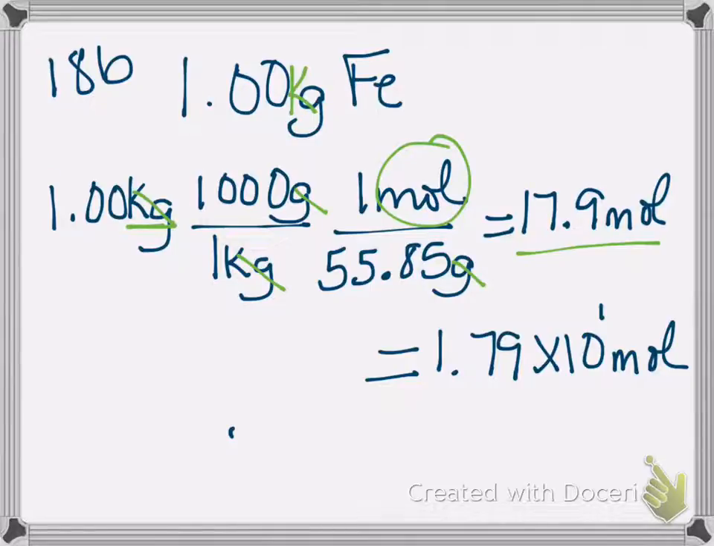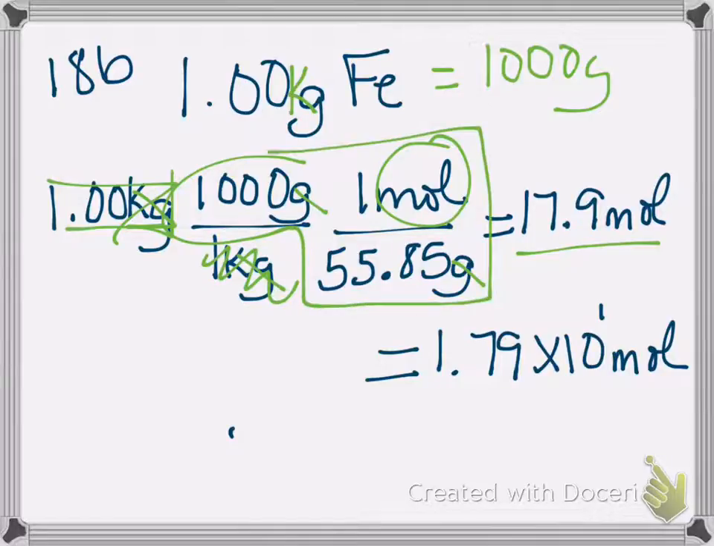You can change that to scientific notation, where you would have 1.79 times 10 to the first moles. Okay? On this one, you also could have just said 1 kilogram is equal to 1,000 grams and just started with this step, just saying that 1,000 grams times 1 mole over 55.85. Either way, as long as you begin your answer in grams, you're fine.